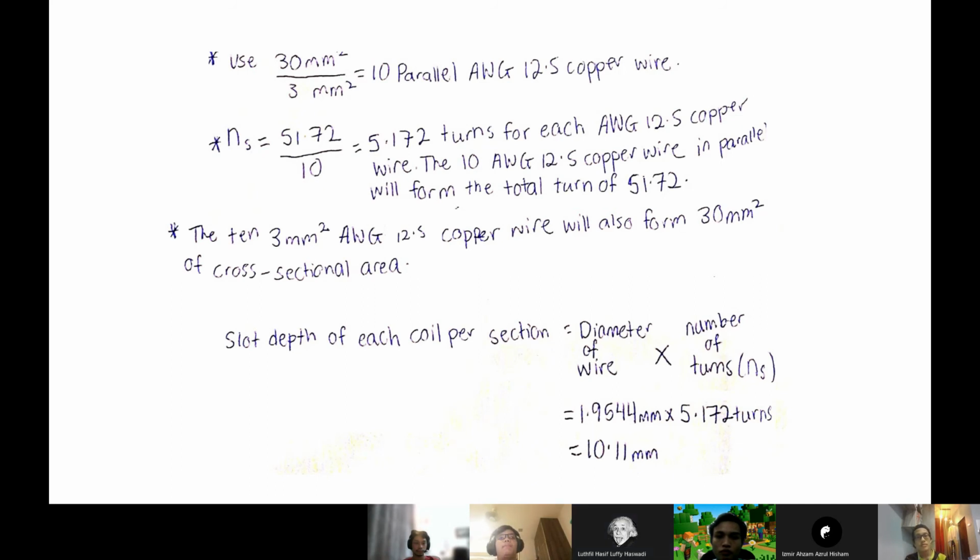So then from here, we can calculate the slot depth for each coil per section. The diameter of the wire, which is 1.9544 millimeter, we multiply by the number of turns of each small coil. So then we will get 10.11 millimeter as our slot depth for this coil section.